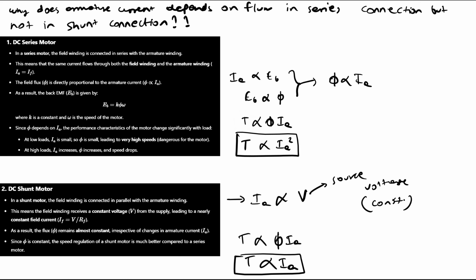Now torque is proportional to both flux and Ia, so torque is proportional to Ia squared. But here it is basically not Ia but If, though for understanding purposes I am writing it here. In the shunt case, Ia is directly proportional to V, the source voltage, which is constant. Torque is directly proportional to phi Ia, so torque is directly proportional to Ia.